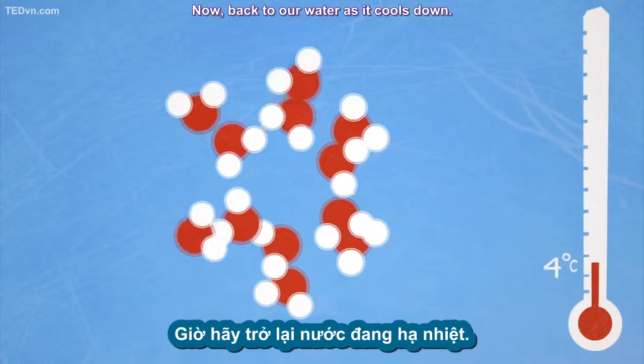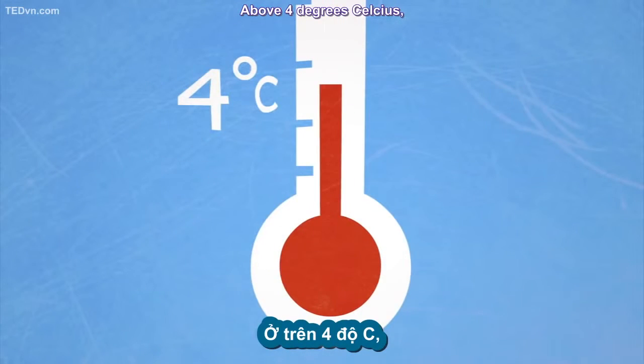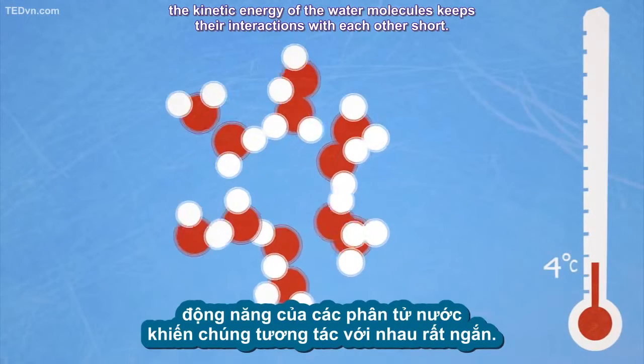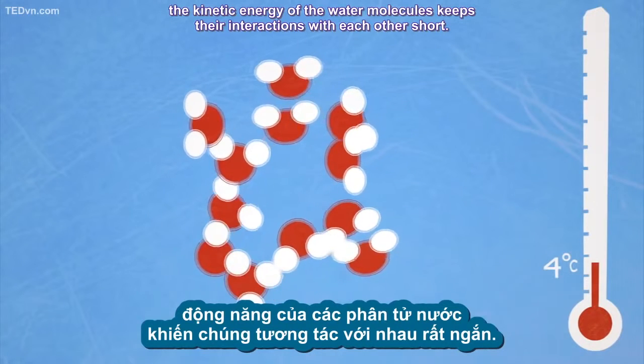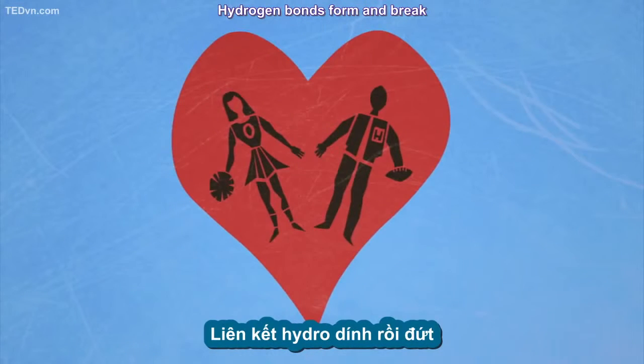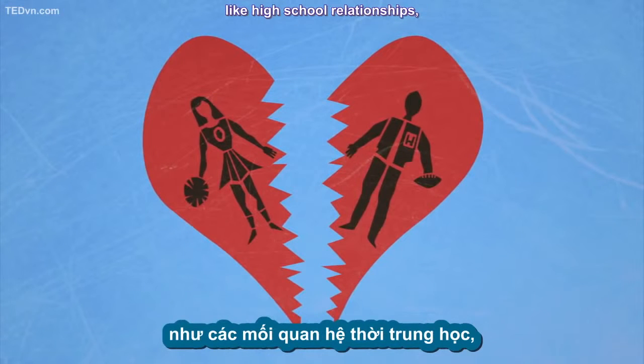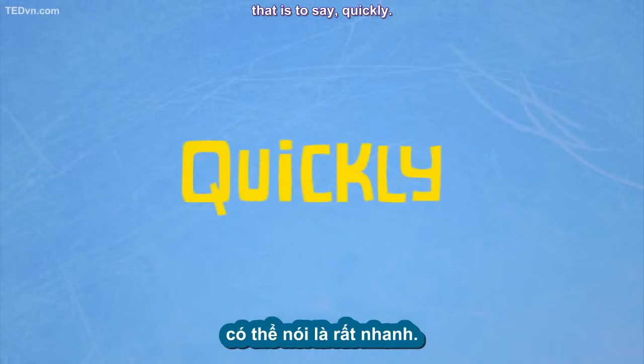Now back to our water as it cools down. Above 4 degrees Celsius, the kinetic energy of the water molecules keeps their interactions with each other short. Hydrogen bonds form and break like high school relationships. That is to say, quickly.